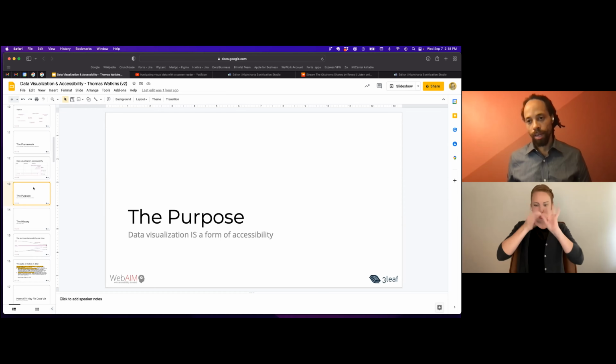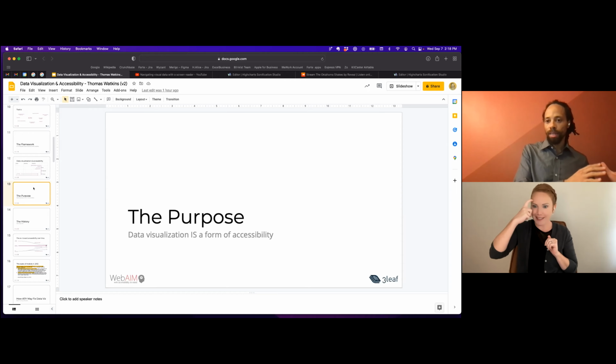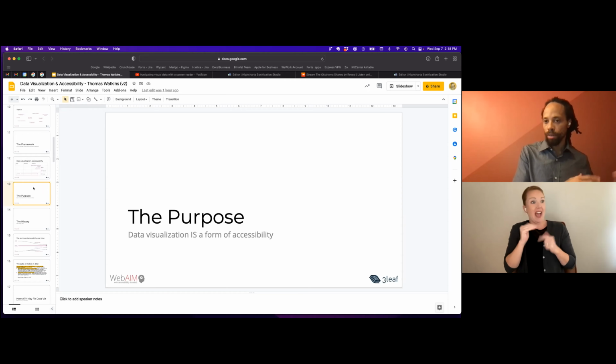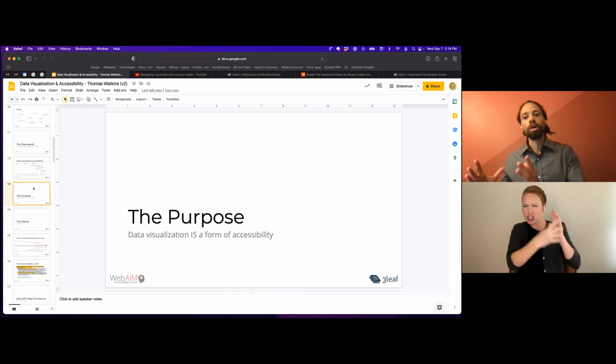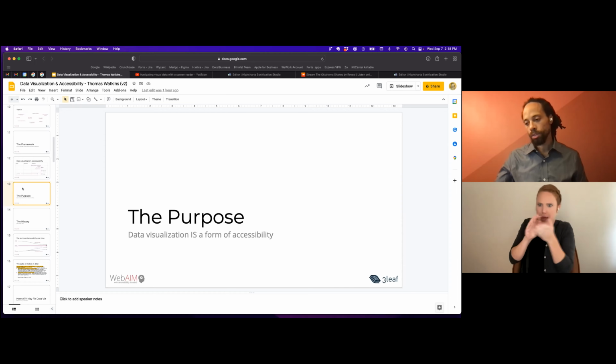It's already accessibility, data visualization is. It's already an attempt to take something that's very, very difficult for us to perceive the way we are and putting it in a way that it's easier for us.